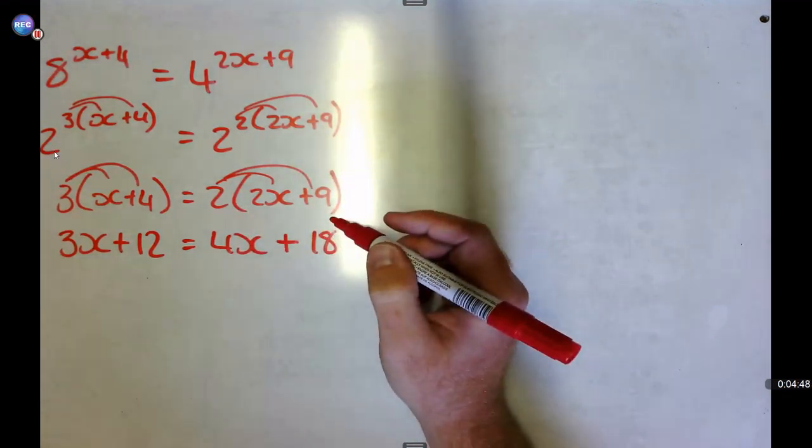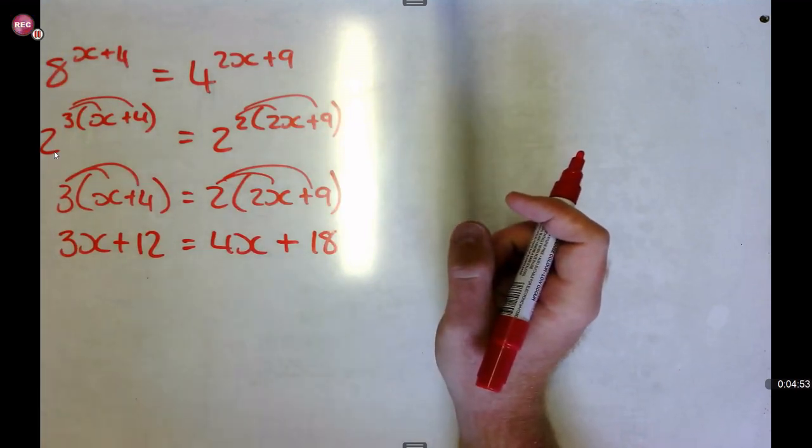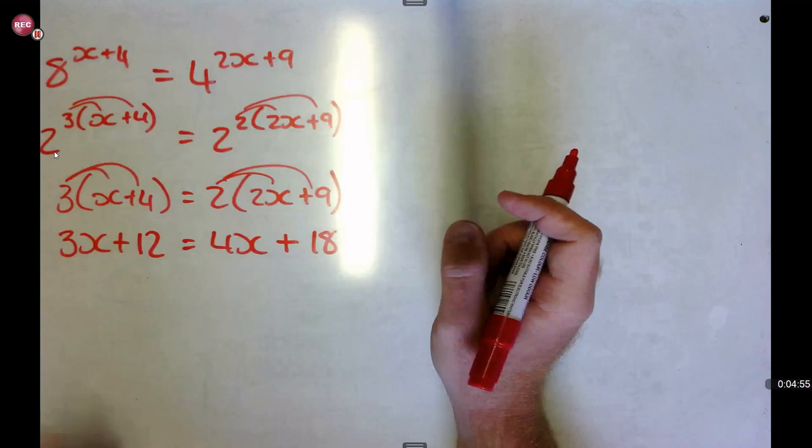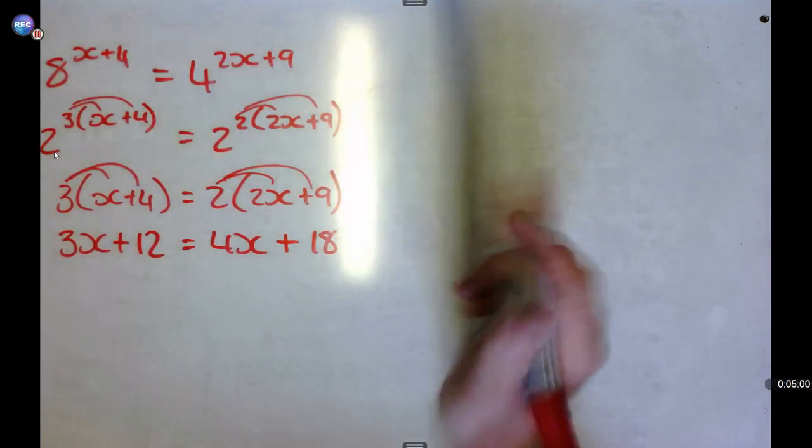Now what you need to do is solve this as a normal equation, okay? As a normal simple equation. So all your x's on one side, all your constants on the other side, obviously.